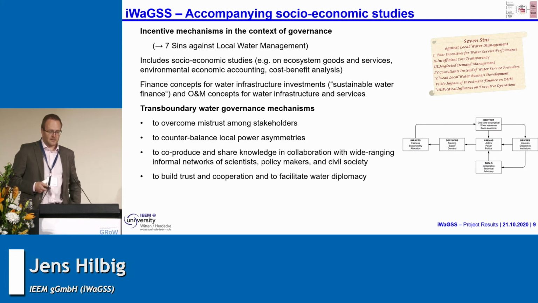This water management system is accompanied by several socio-economic studies on incentive mechanisms. Yesterday you heard about the 7 sins on local water management. We've got studies on ecosystem goods and services and the provision of ecosystem services in the river system. We've got financial concepts for infrastructure investment and the operation and maintenance of water infrastructure and services to improve the resources management and the sector governance. This also includes transboundary water governance mechanisms to overcome mistrust among stakeholders, to counterbalance local power asymmetries, and to generally foster the cooperation of the partners involved.